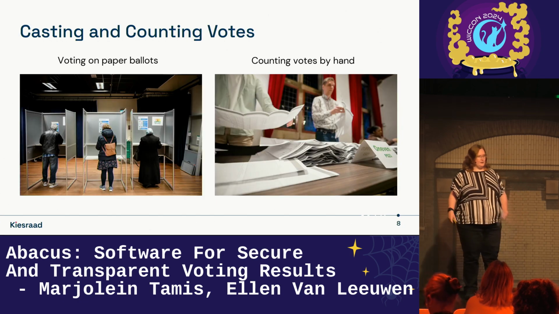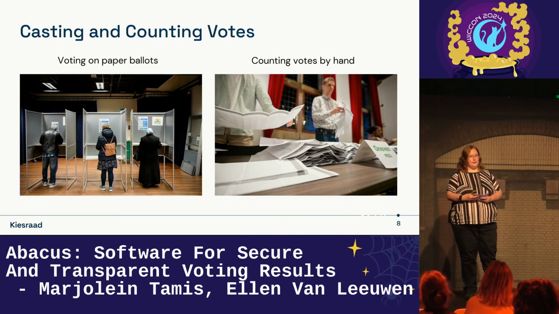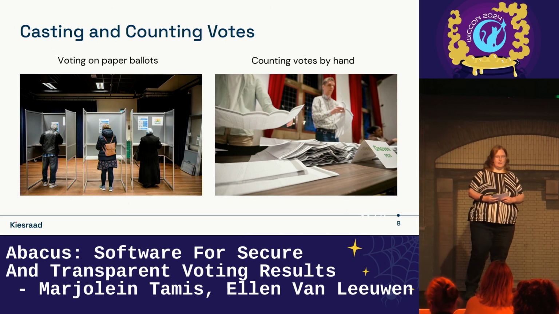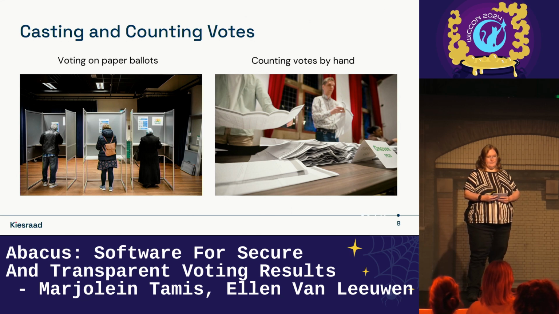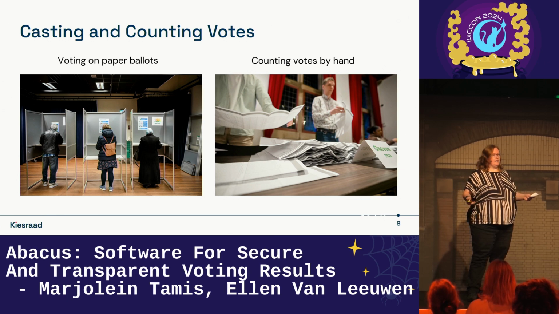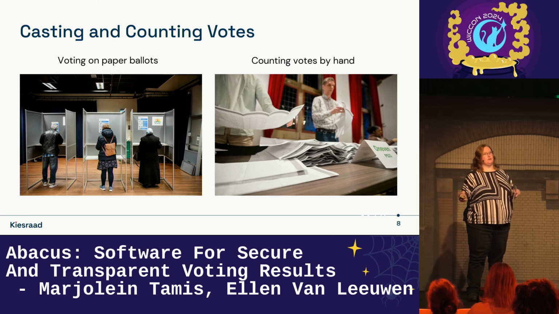Then casting and counting votes. Well, you all know that. You vote on paper ballots. In the polling stations, there are strict rules to make sure that voting secrecy is preserved. And volunteers do a course so they know how to follow those rules and they can apply them. After that, the votes are counted by hand. Most municipalities have a system for this. And in all cases, they maintain a 4-eye principle, which means that 2 people count all the votes.